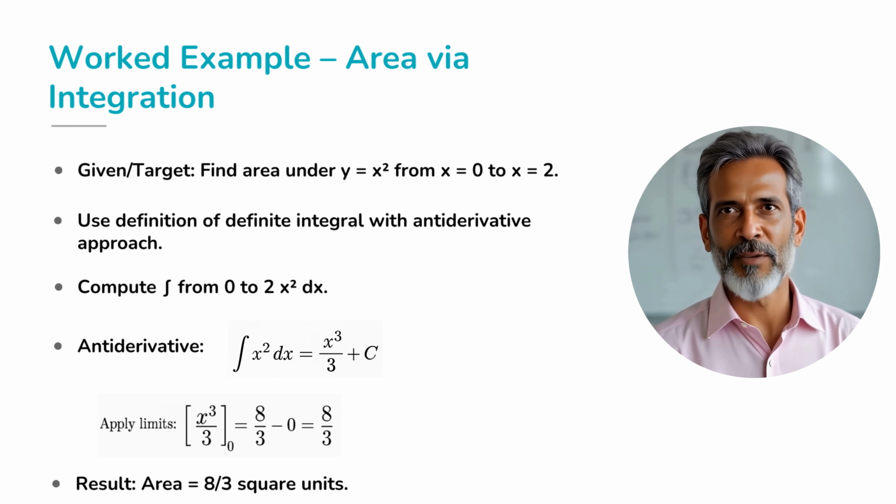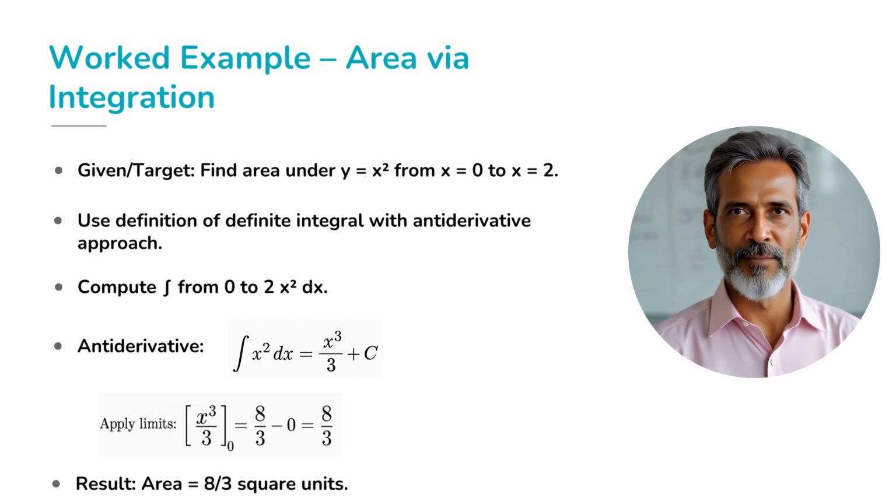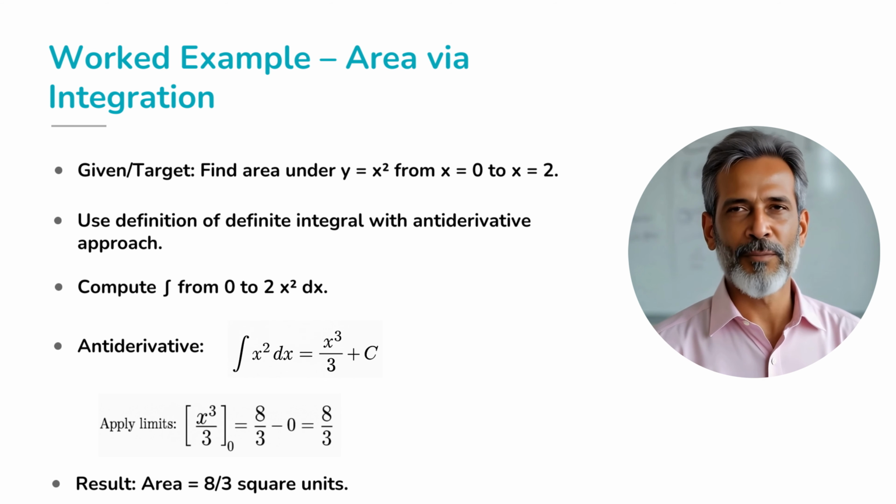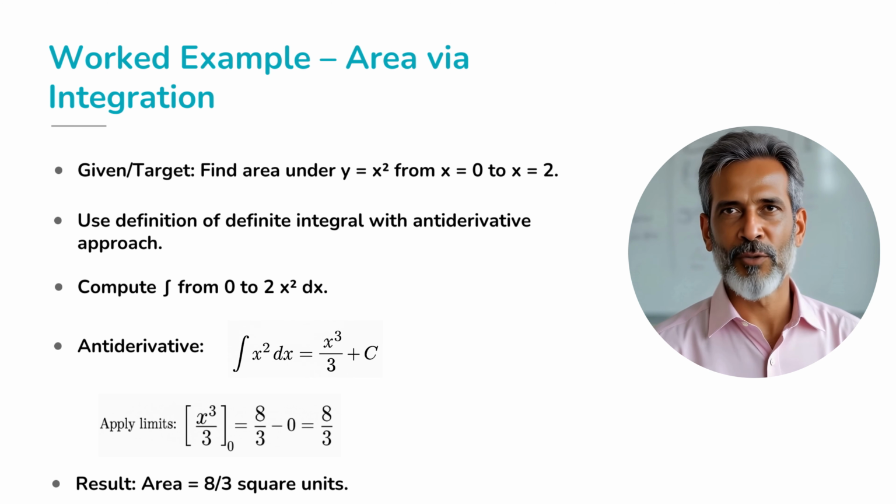Put 2 in place of x. 2 cubed divided by 3 equals 8 by 3. At 0, it becomes 0. Subtracting gives 8 by 3 square units. So, the total area is 8 by 3. Notice how smooth it is once you know the antiderivative.